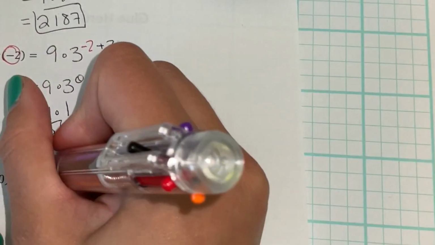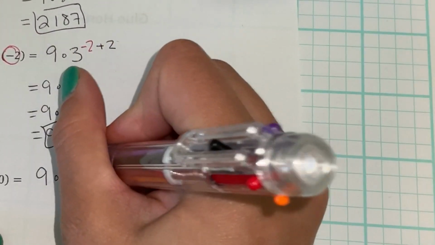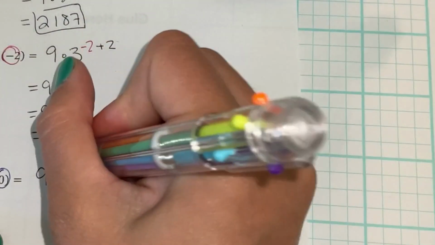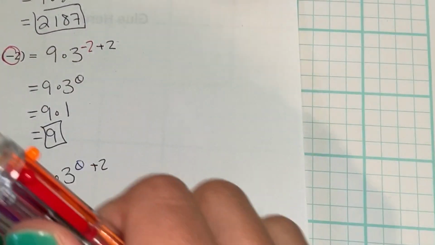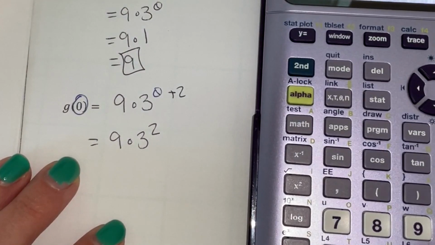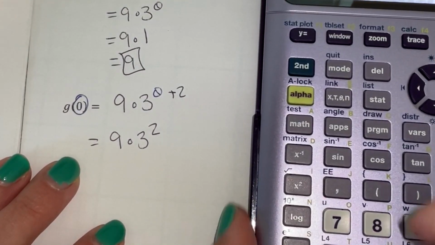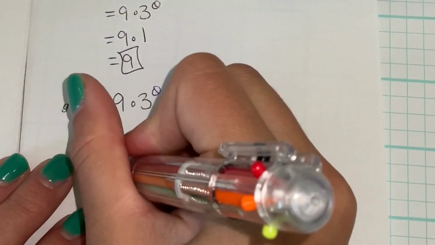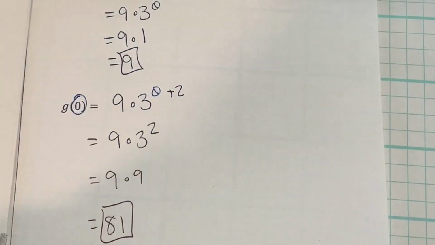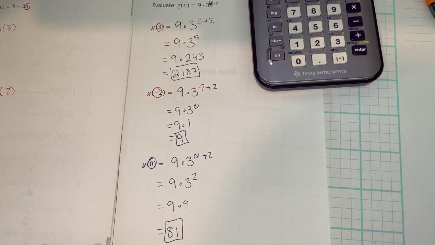Then we have 0. 9 times 3 plus 2, that stays all the same, but instead of an x, we're going to have to put 0. 0 plus 2. We have 9 times 3 to the 2nd. 3 to the 2nd is 9. 9 times 9, 81. 81 is our final answer.